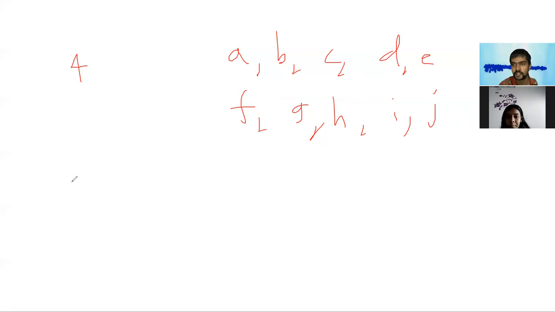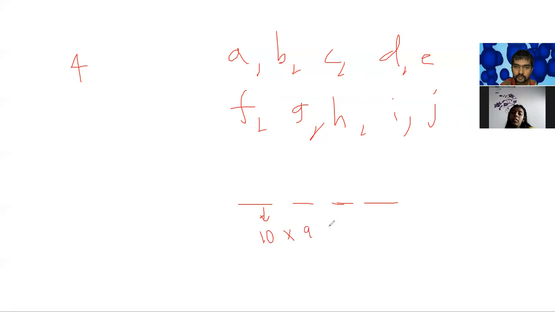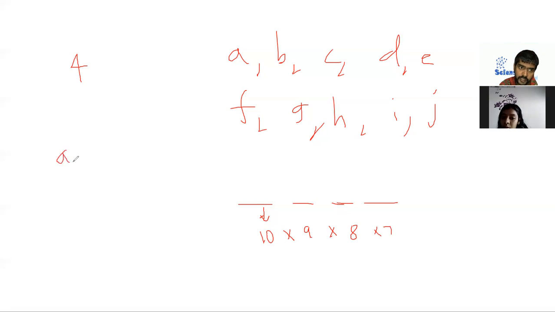In how many ways can I write 4 things? For the first entry, first letter, how many choices do I have? 10. Then 9, 8 and 7. So these are the number of ways in which I can write. Now, if I take any one team, A, B, C, D, in how many ways can you rewrite this one team?